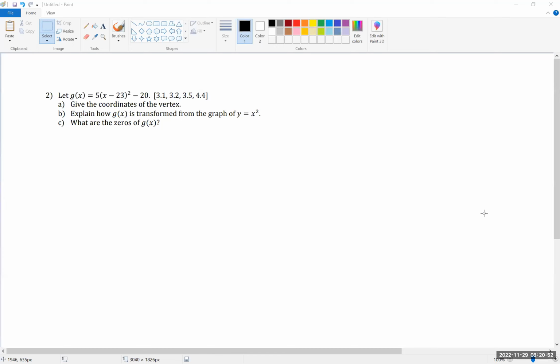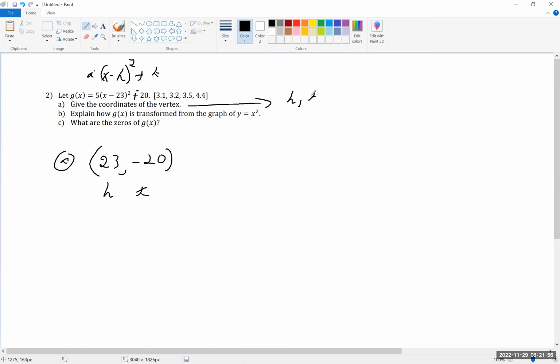Okay, so here's the next one. It says let g of x be 5 times x minus 23 squared minus 20. Sorry, the coordinates stuck here. All right, so it says give the coordinates of the vertex. That's about as easy as things get because it's x minus h. The general form is this plus k. So basically for a, it's 23 comma minus 20. I mean, you can rewrite this as plus negative, and then you could see the h and the k is your vertex. So this is just find the h comma k.